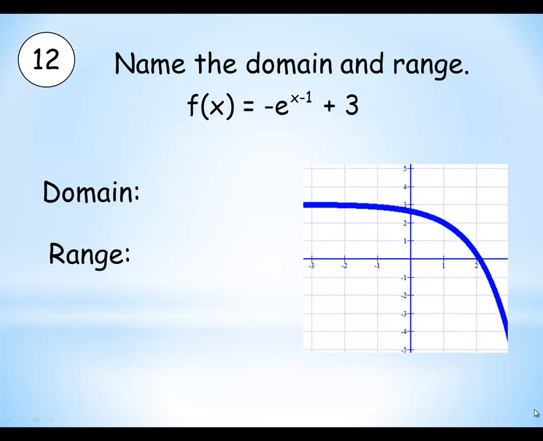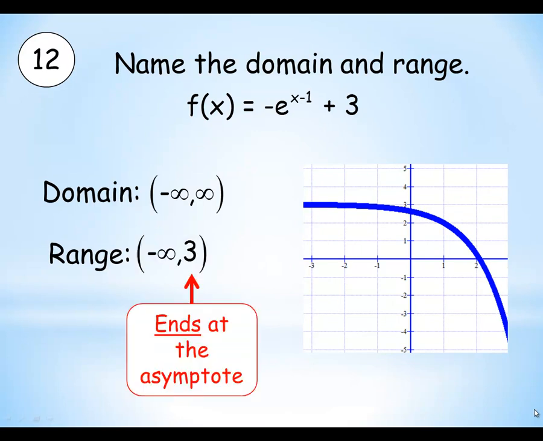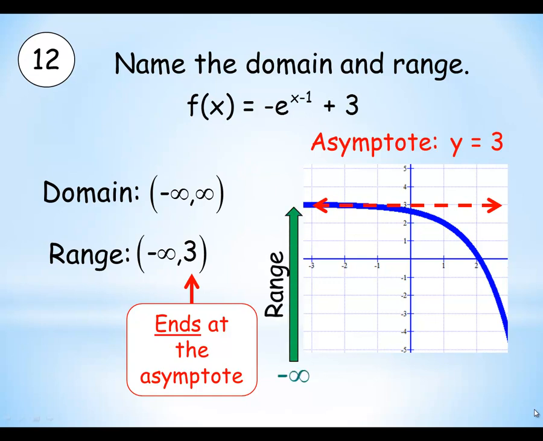All right, and here's another example. The range, once again, ends at the asymptote, for which we know the equation is y equals 3. So here is how we view the range. We begin at negative infinity and stop at 3, leaving it open at 3.